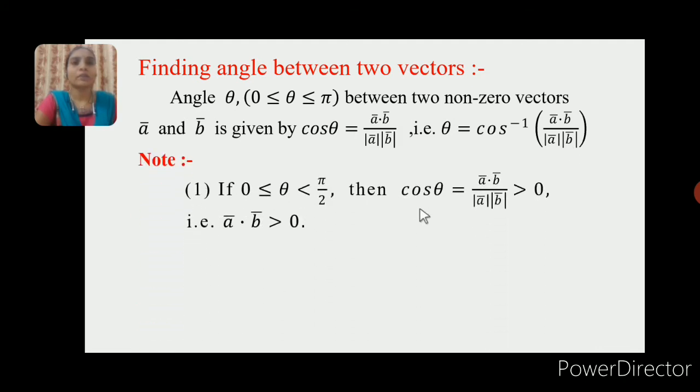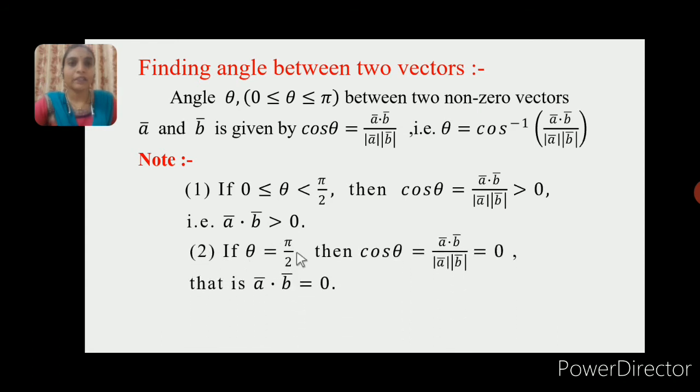Note, first, if 0 is less than or equal to theta is strictly less than pi by 2, then cos theta is equal to a bar dot b bar upon magnitude of a bar into magnitude of b bar greater than 0. That is, a bar dot b bar is greater than 0. If here theta is acute angle, then cos theta is positive and the dot product is real number.